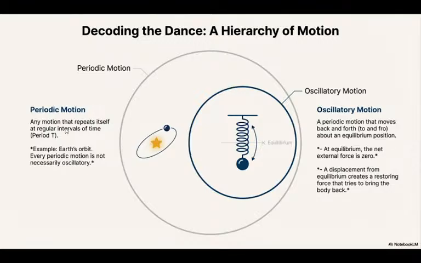Periodic motion: any motion that repeats itself at regular intervals of time, that is, time period T. An example is Earth's orbit. Every periodic motion is not necessarily oscillatory.